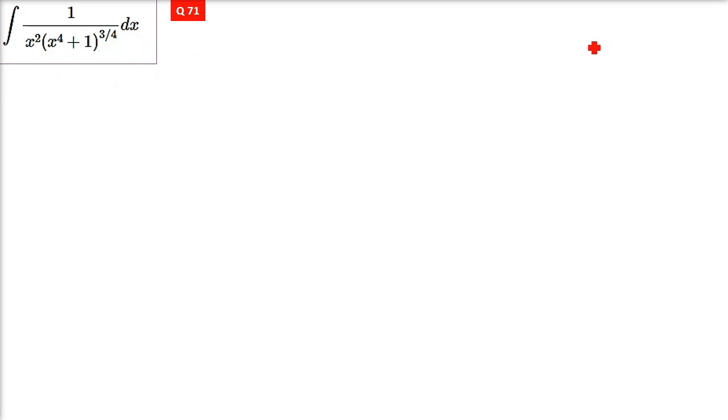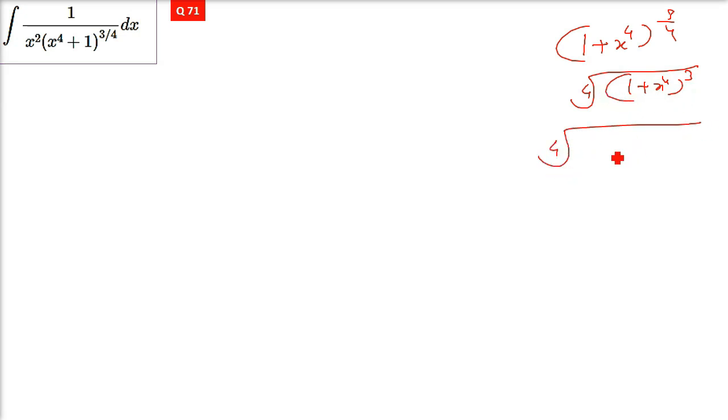Now what does it mean? 1 plus x to the power 4, to the power 3 by 4. It simply means 4th root of 1 plus x to the power 4, cubed, right? So if we take x to the power 4 outside of this one in the root only, 1 plus 1 divided by x to the power 4 will come, cube will remain there. So it will be x to the power 4 into 3, that is x to the power 12, and 1 plus 1 by x to the power 4, whole cubed. Now what is the benefit?